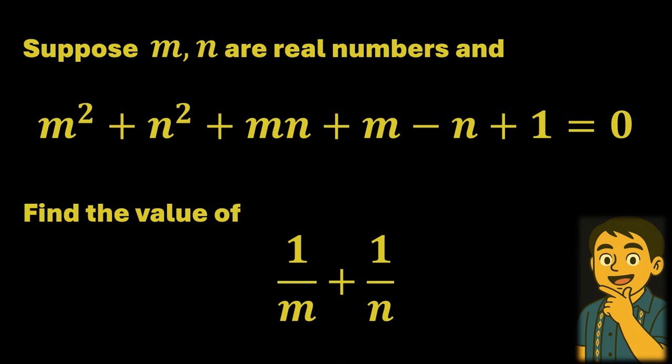Everyone, here is today's problem. Suppose m and n are real numbers such that m squared plus n squared plus mn plus m minus n plus 1 equals 0. We're asked to find the value of 1 over m plus 1 over n. We'll give 3 different methods to solve this problem. You may try it and check your answer when you're ready.